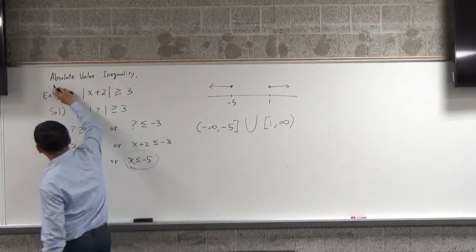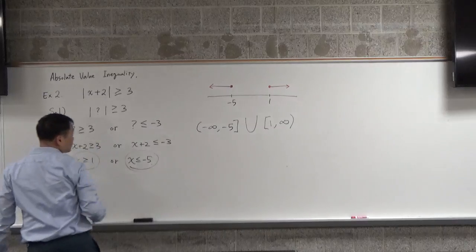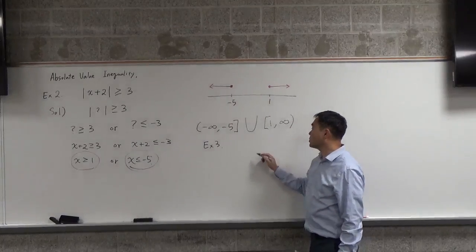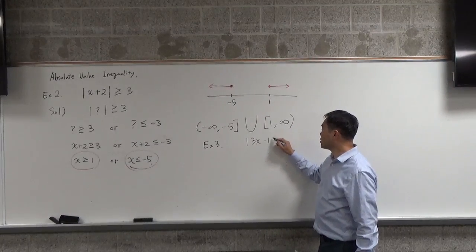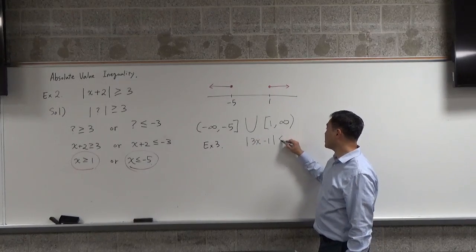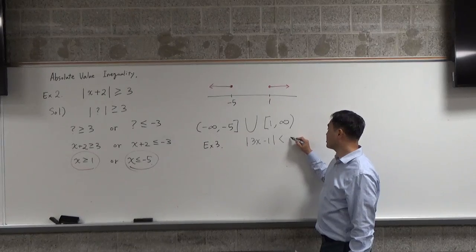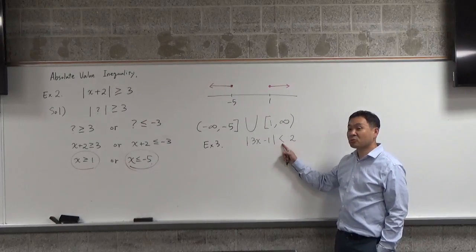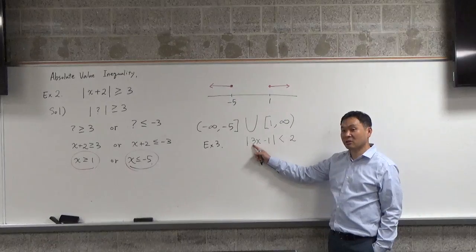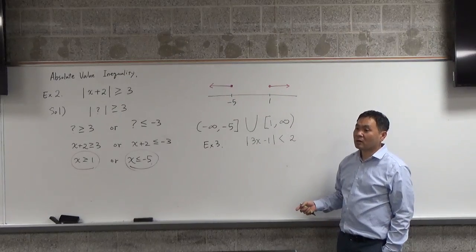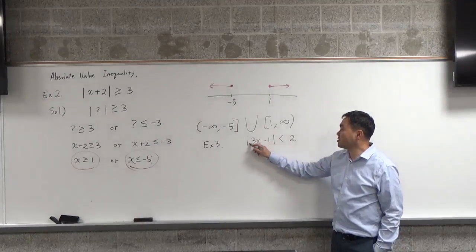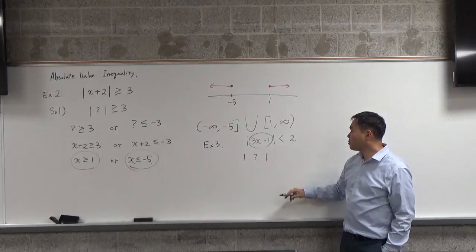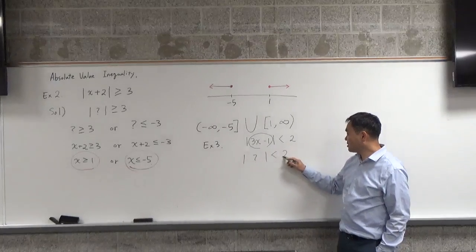Sorry, that should have been example 2. Okay, now try this example 3. The absolute value of 3x minus 1 is less than 2. I think some people are thrown off by it being a strict inequality. Some people are thrown off by there being some number in front. Well, first of all, you can just treat this entire thing as a question mark. So there's no difference.